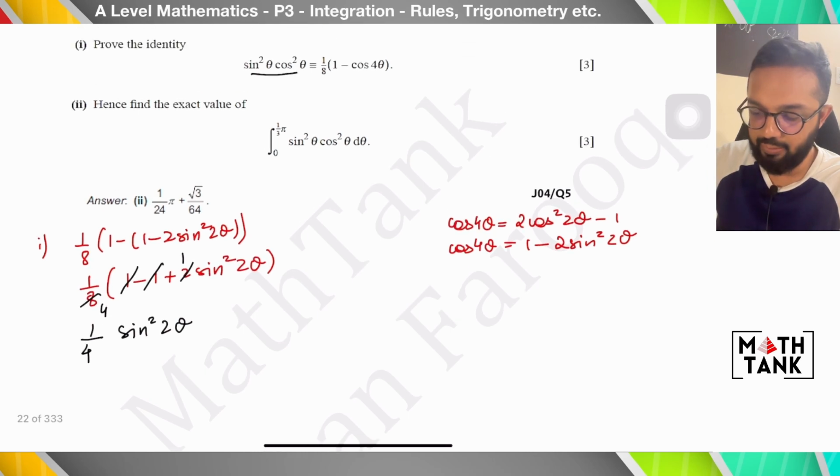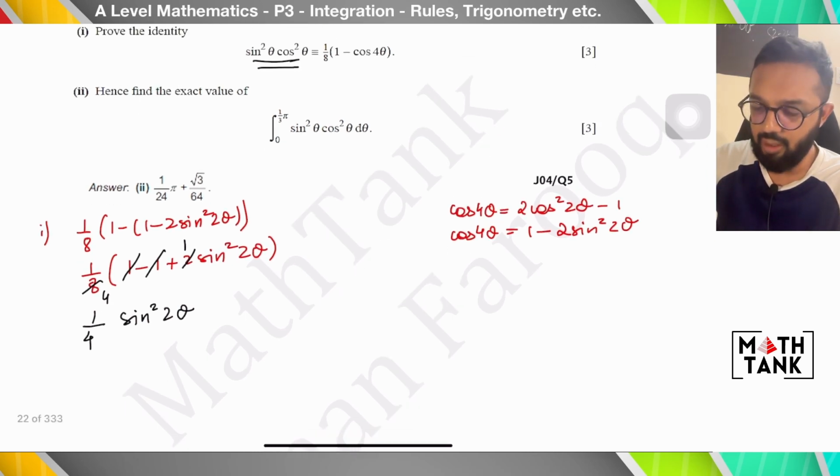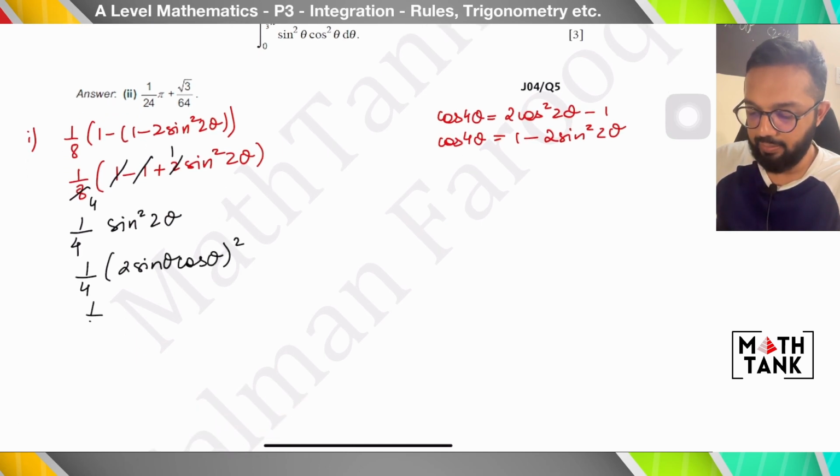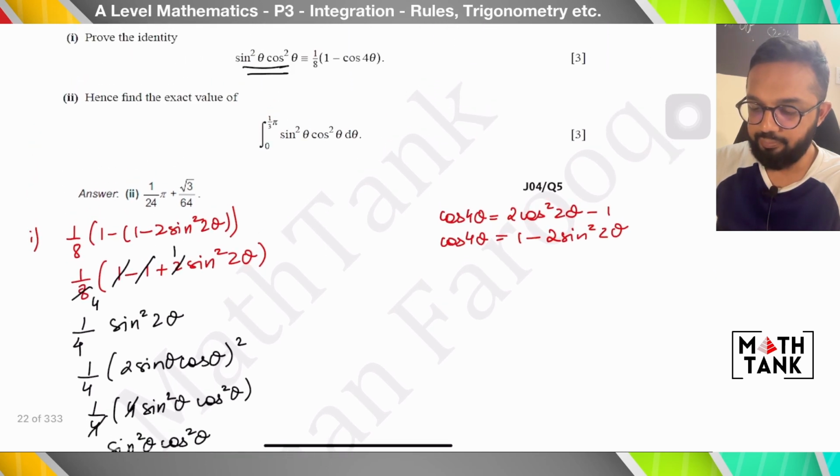Now I don't need sine square 2 theta. I don't need sine 2 theta. I need sine theta and cos theta, which means that I again need to use an identity and say that it is 2 sine theta cos theta whole square. Okay, that gives me 1 over 4 and 4 sine square theta cos square theta, and I think that proves my identity, sine square theta plus sine square theta into cos square theta.